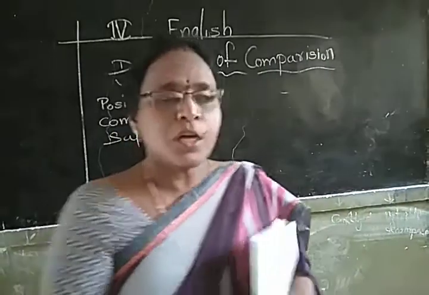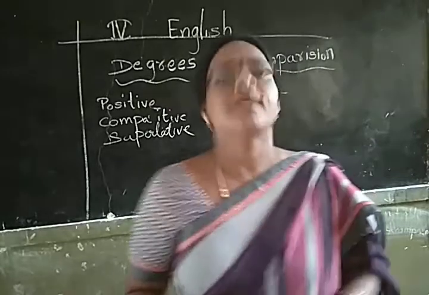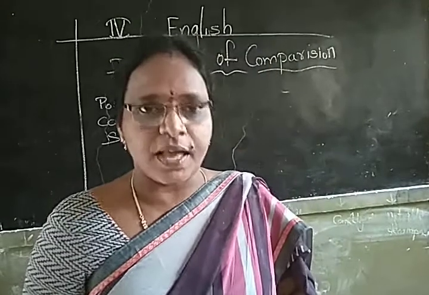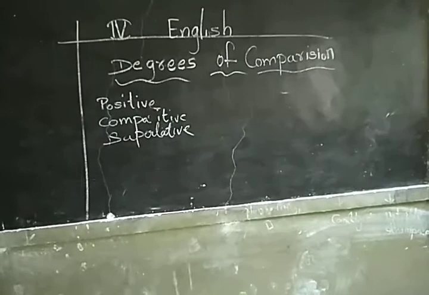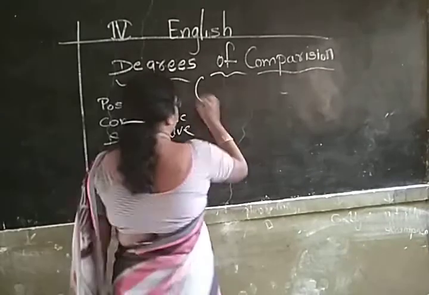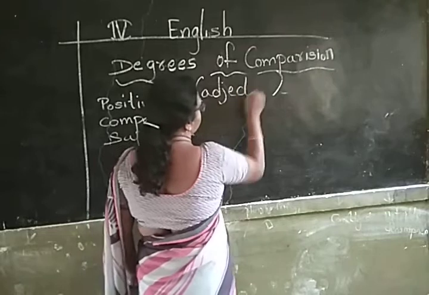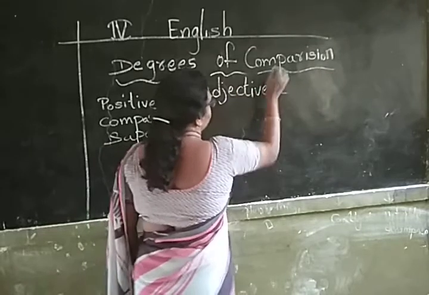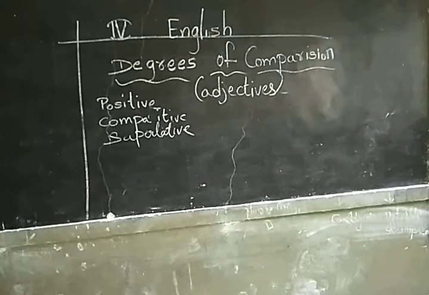So degrees of comparison are done with the adjectives. Understood, Nana? Up to here you have understood. Degrees of comparison are done with adjectives. Without the adjectives we are unable to do the degrees of comparison.